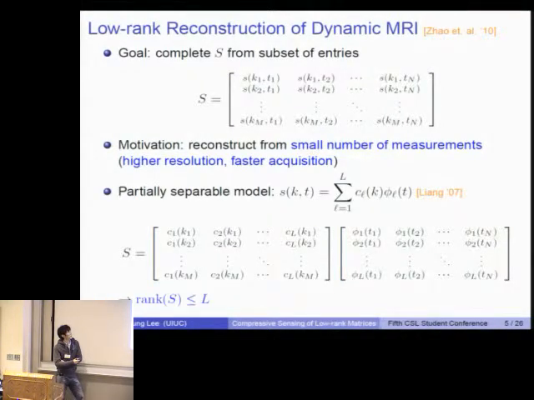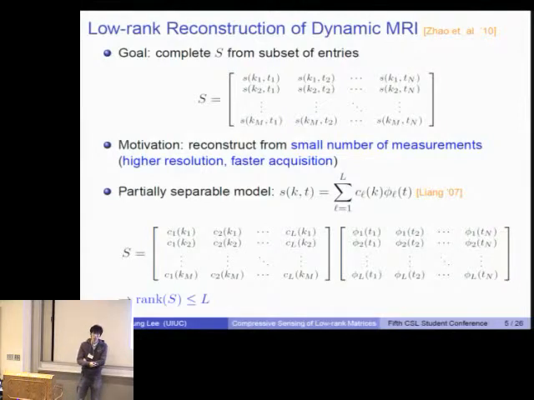The goal is to complete S from a subset of entries. Why do we reconstruct it from the subset? The motivation is that if we can reconstruct the signal from a small number of measurements, we can get higher resolution or faster acquisition or both.